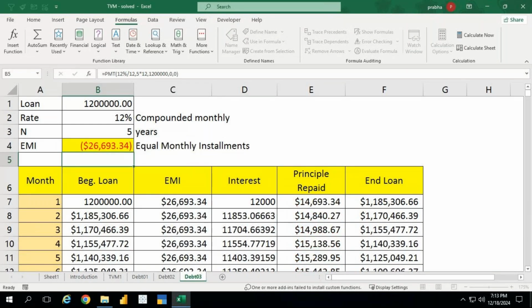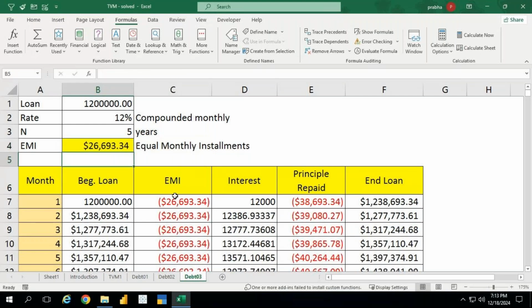So every month I am supposed to pay 26,693. Here it is showing in negative, which I cannot take for further calculation. So I'll put minus. Okay.